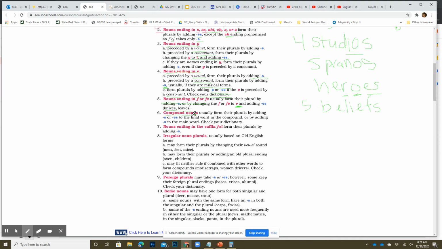All right, what about compound nouns? Remember, this is where you've got two nouns, you smush them together to make a new noun, a compound noun. So oftentimes, we're just going to stick the S on the end. So for example, if we have something like cowboy, that plural is just going to be cowboys.